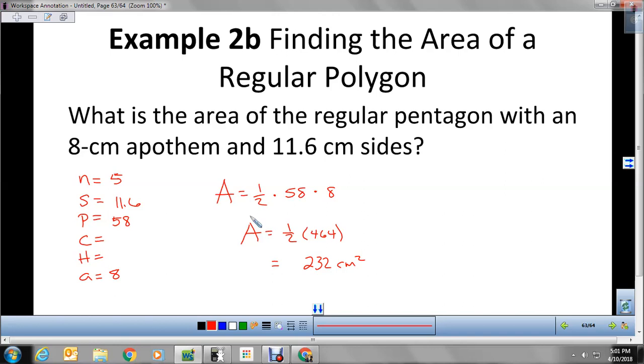Okay, so number of sides is 5, side length is 11.6, which gives us a perimeter of 58. Apothem is 8, so we've got our perimeter, we've got our apothem. Come back and multiply them in. 1/2 of 58 times 8 is going to be half of 464. And that gives us 232 square centimeters.